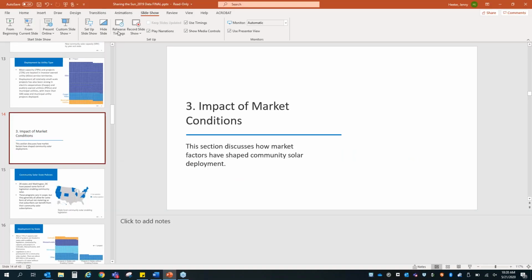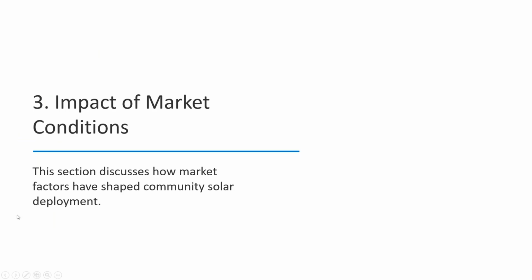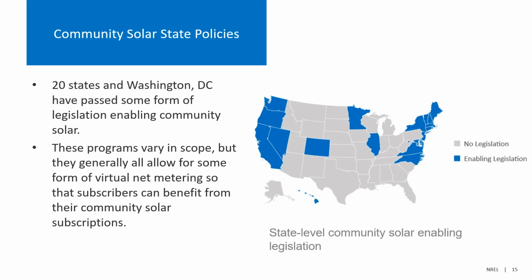So I'm going to talk about the market conditions that are enabling community solar and how our projects look across a variety of different market structures. First slide I have is looking at state policies across the U.S. Right now we have 20 states and Washington, D.C. that have some form of enabling legislation.